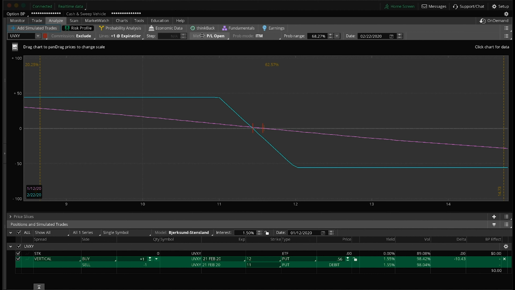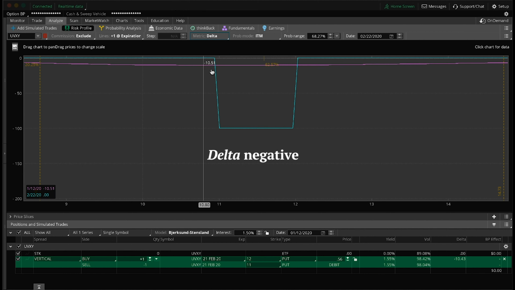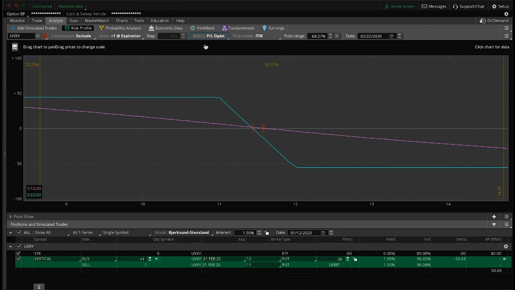But we'll do the Greeks really quick. They are important. First of all, delta. We can see at today's price, it's a negative number. This is a delta negative trade. That means it's bearish, and of course that makes sense. We do want the price to go down. UVXY is at about $12 right now. We want it to go this direction to start making our profit. It's a bearish trade.